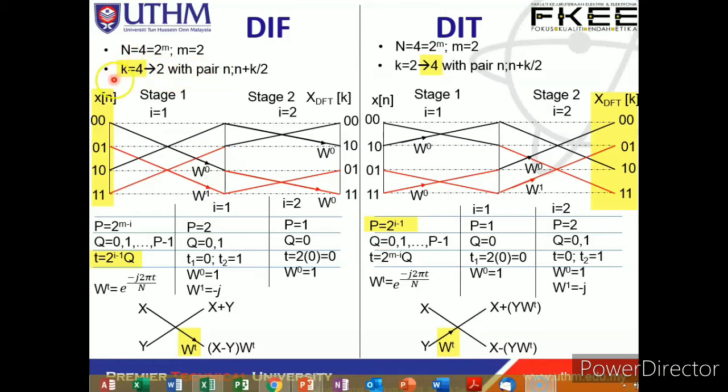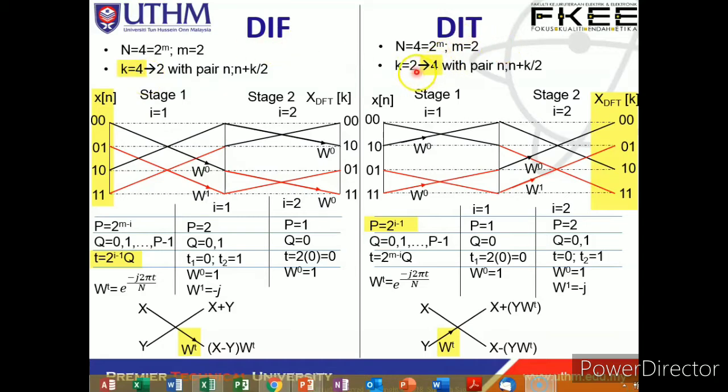Okay. Why is the k value important? Because we want to find the pair. What does the pair mean? For example, here we have the first point here. We will have a pairing with another point. So this is the first difference compared to the DIT.